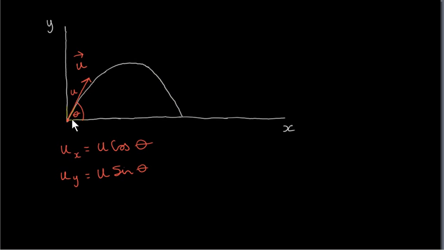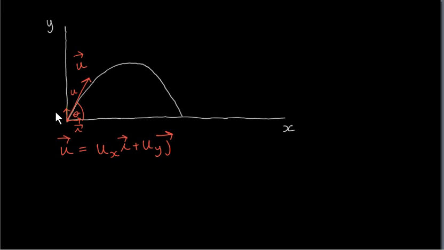We know from the previous video that ux, the x component of vector u, is got by multiplying the magnitude of vector u, which is u without the arrow, times the cos of this angle. And the y component, uy, is got by multiplying u by the sine of theta. If you like, we can use i and j basis vectors. Vector i is a unit vector pointing in the positive x direction, and vector j is a unit vector pointing in the positive y direction. By unit vector, I mean a vector of length 1.